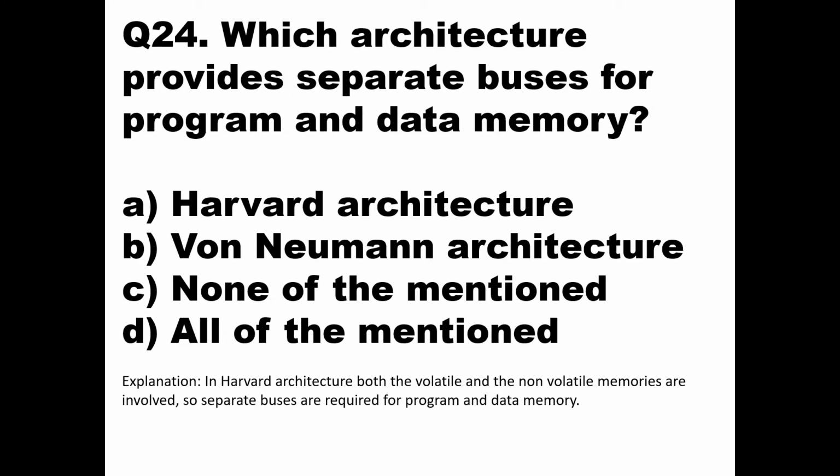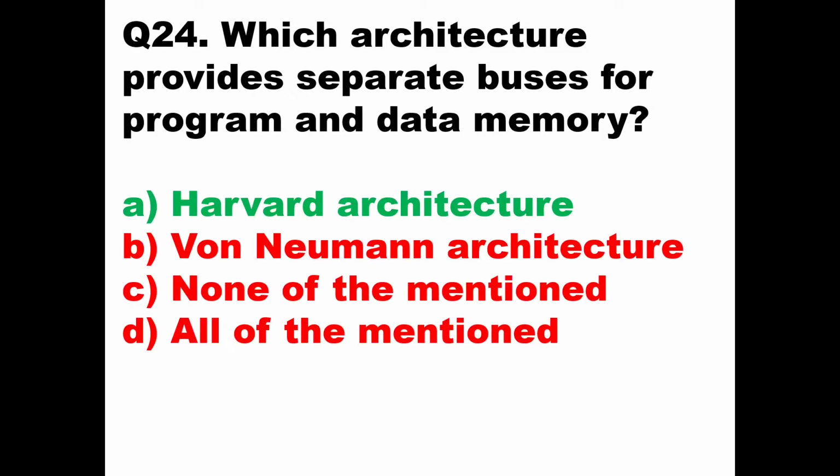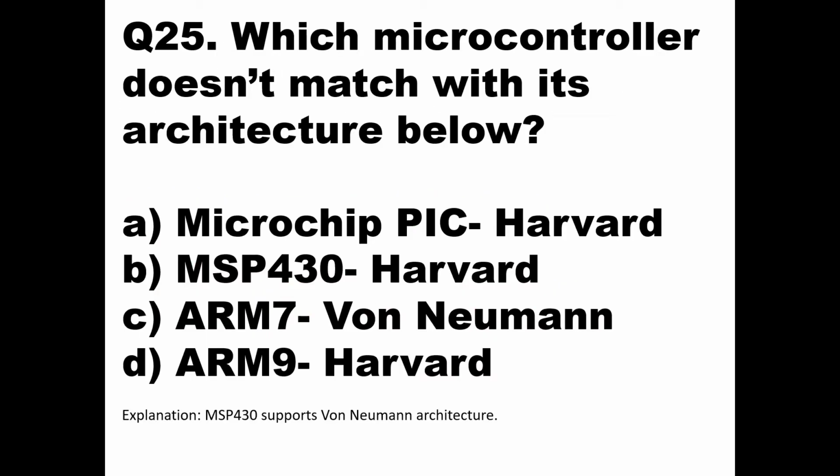Program instructions or code is written in the program memory, whereas the data used by the program is stored in the data memory. So you have two separate memories, and because of that, it provides separate buses. So it is Harvard architecture. Harvard architecture provides separate buses for program and data memory. Then we'll go to the next question, question number 25.